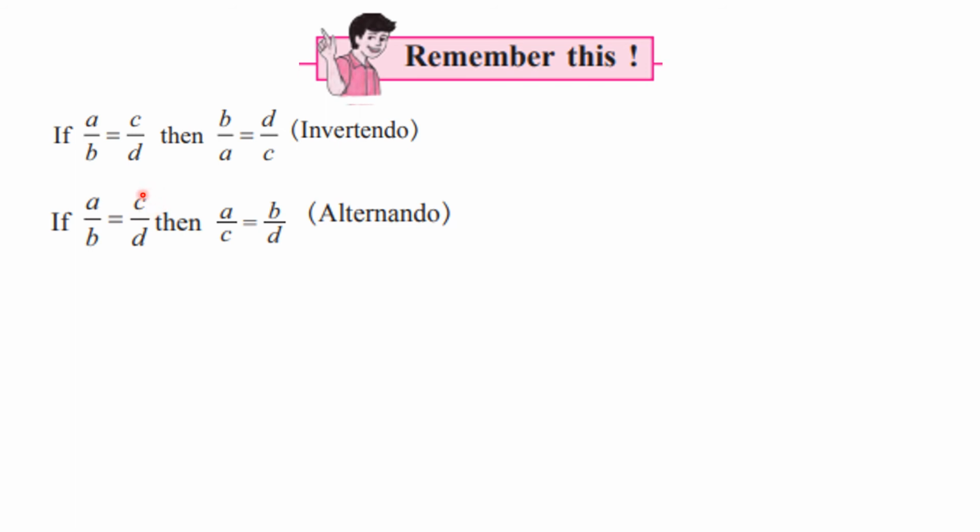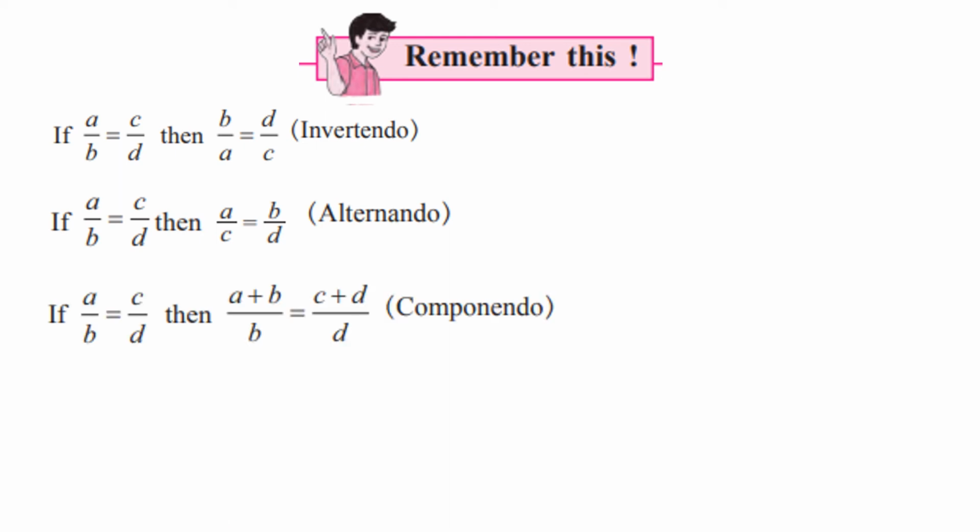The numerator from the right hand side of the equal to sign will go to the denominator of the left hand side, a/c, and this denominator will go to the numerator on the right hand side. So a/b = c/d, then a/c = b/d. Here only c and b will change their places. b, which is in the denominator, will go to the numerator and c will come to the denominator.